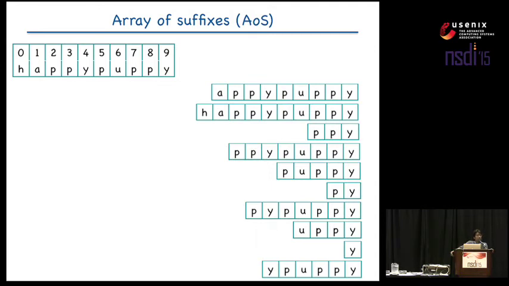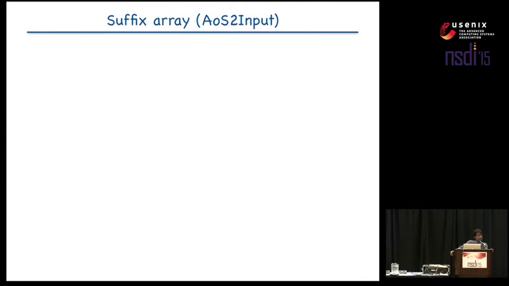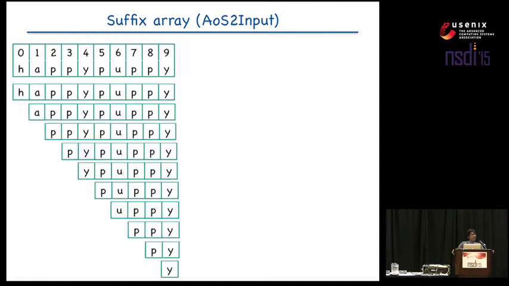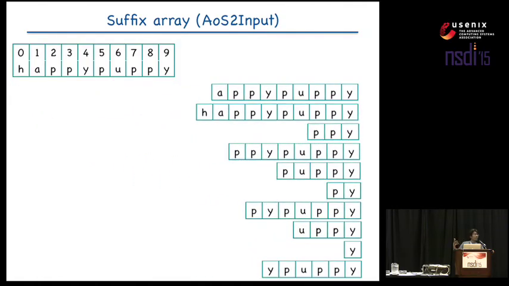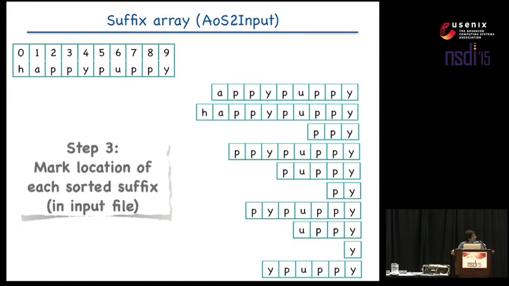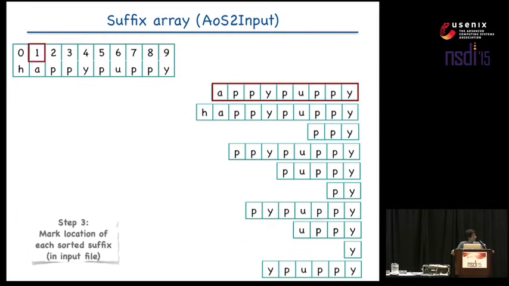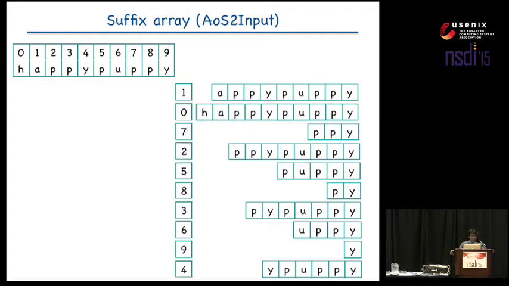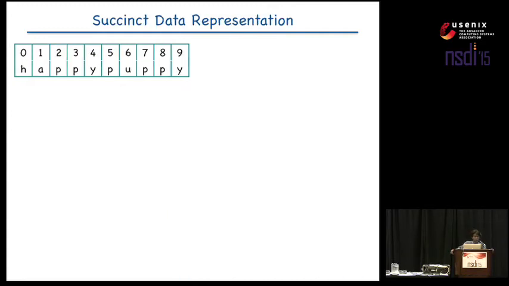The second important data structure, which you might be more familiar with, is something called suffix arrays. It's very similar to suffix trees, but less memory intensive. So we have this sorted set of suffixes. Go to each suffix and just store its location in the input file where the suffix starts. So for example, the first one starts at location 1, you write down this, and then the second one starts at location 0, and so on. Okay, this is something I'm going to call AOS to input. So we have these 2 arrays. The first one is array of suffixes, which is just the sorted set of suffixes, and the second one is AOS to input.